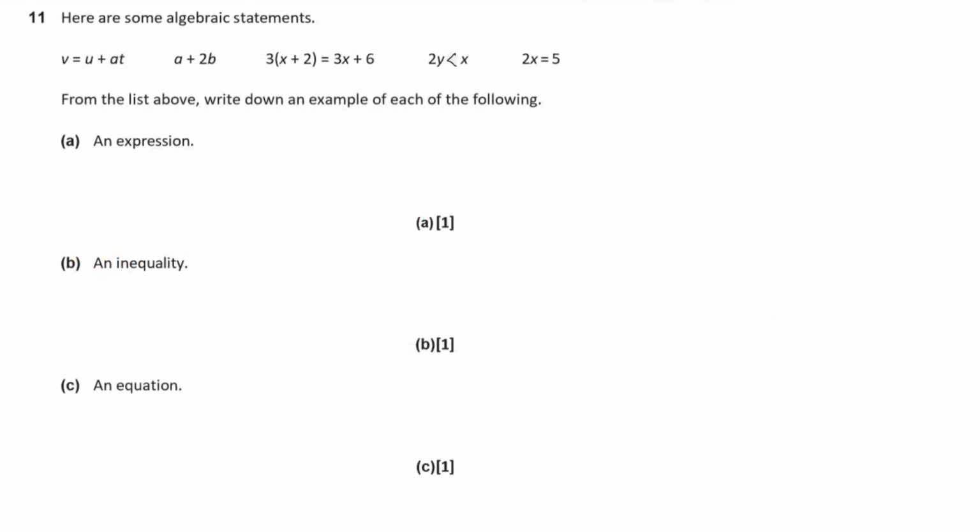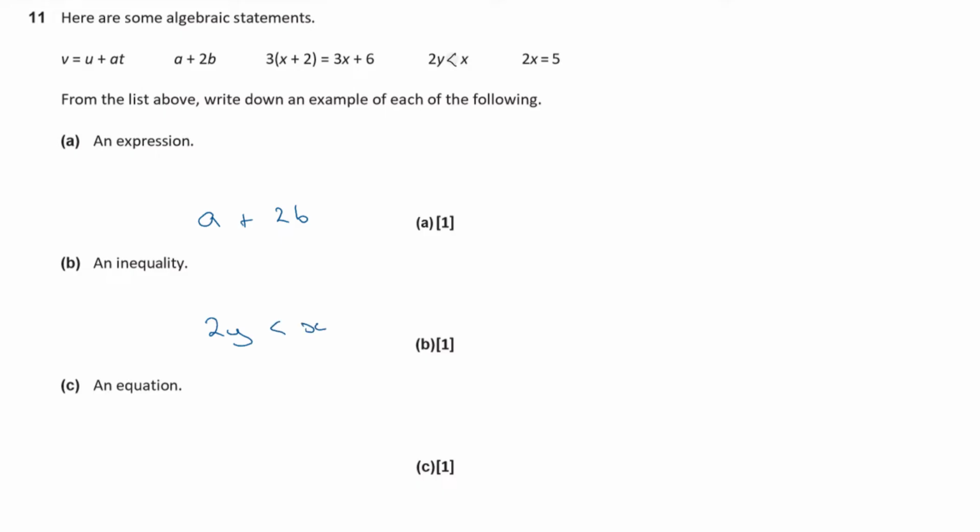Question 11, here are some algebraic statements. From the list above, write down an example of each of the following. An expression. Now, expressions don't have equal signs in them, they're just collections of algebraic terms. So an expression would be a plus 2b. An inequality. An inequality has either a greater than or less than symbol in it. So there's only one of those. That is 2y is less than x.